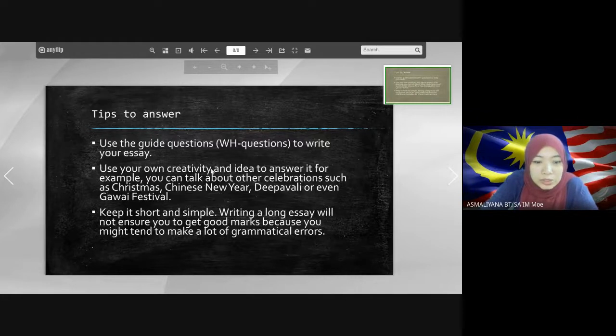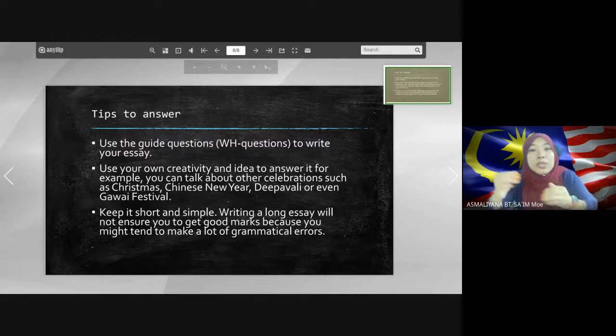Use your own creativity and idea to answer it. For example, you can talk about other celebrations such as Christmas, Chinese New Year, Deepavali, or even Gawai Festival. Okay, anything that talks about the topic this celebration, you write about celebration. Keep it short and simple. Writing a long essay will not ensure you to get good marks because you might tend to make a lot of grammatical errors. Kalau terlalu panjang, tadi cikgu cakap kan, tak boleh tulis terlalu panjang.